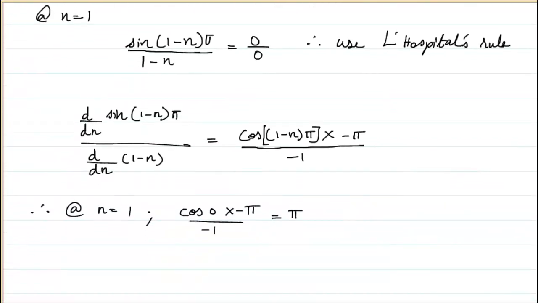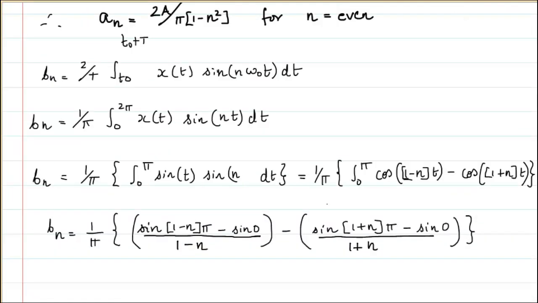From the initial equation shown here, the b of n is given by this equation, where this part will become 0 at n is equal to 1, but this part at only n is equal to 1 will give me the value that I have just now got.